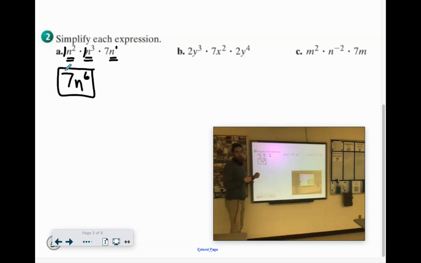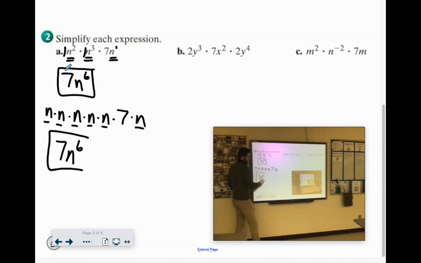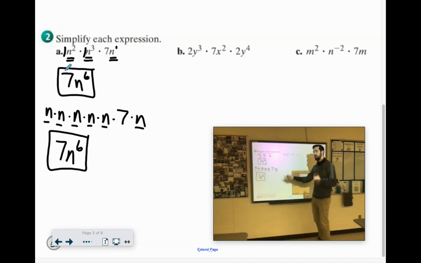If it helps, you could stretch everything out. n to the second would be n times n, times n to the third, n times n times n, times 7n, 7 times n. So it would give you 7, 1, 2, 3, 4, 5, 6, 7n to the sixth. That could be your backup. If you forget the property, stretch it out.